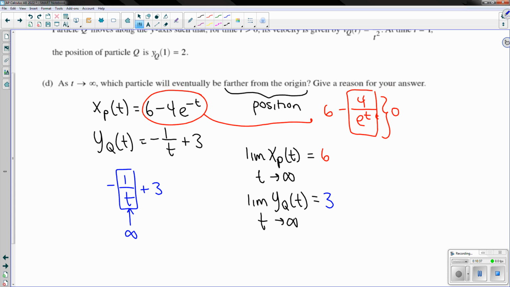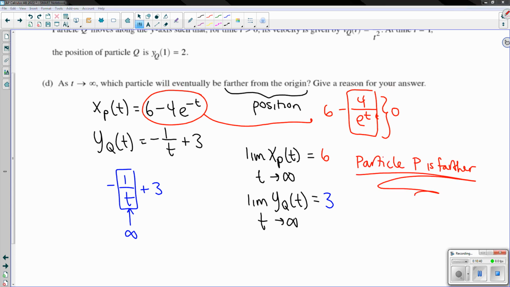And I'll put it in red since that's the actual answer. And for reasoning, well, you can show that limit evaluation. You can say, well, as t approaches infinity, the positions of these particles approach 6 and 3. So you can analyze those functions and show the math and give some justifications like I did verbally for this blue function off to the left and the one that I've written in red up in the top right. So that's all there is to part D, and that is the full question number 6 for the 2022 AP Calculus AB free response question.